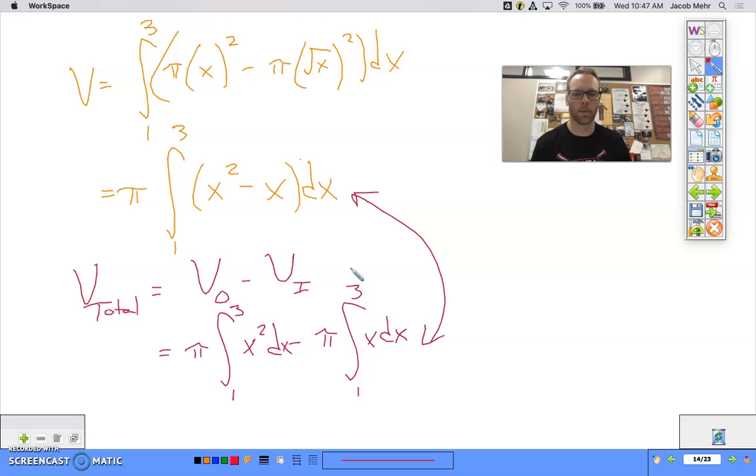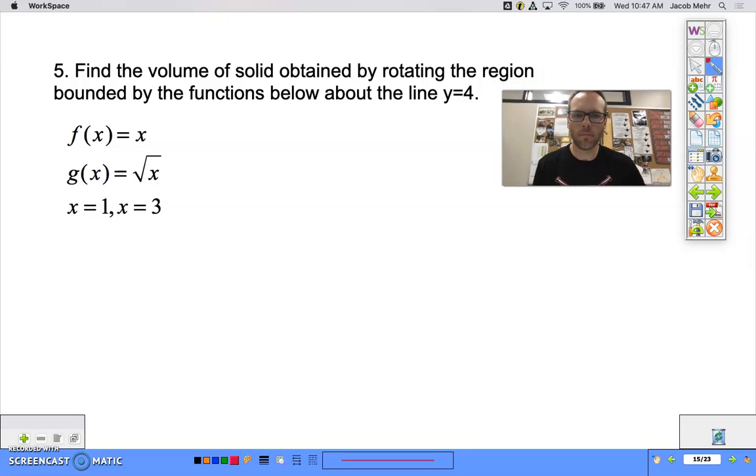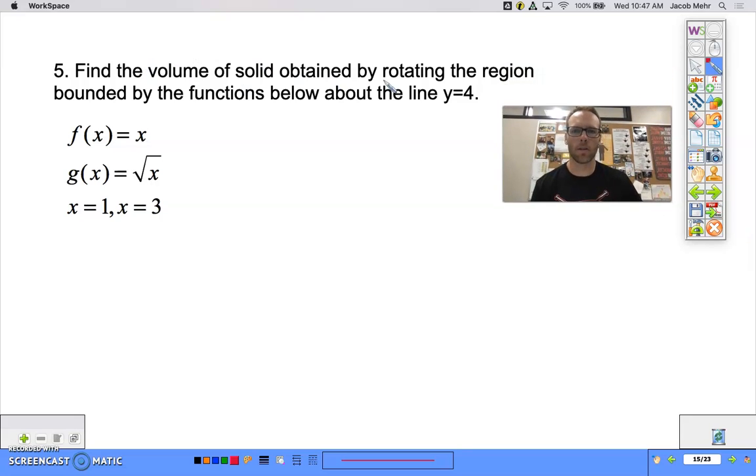So we end up seeing the same thing. All right, let's get to another interesting example. Now let's take the volume of the solid obtained by rotating that same region. So we still have x, we still have the square root of x. We're going from 1 to 3, but now we're not going to rotate about an axis. We're going to rotate about the line y equals 4.